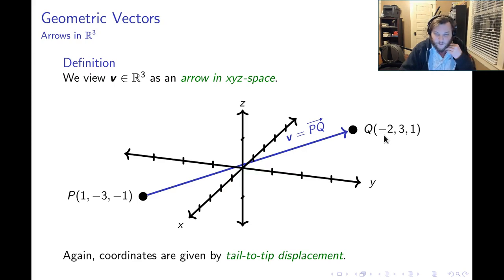So when we go to find our coordinates here, we'll take the coordinates in the tip and subtract off the coordinates in the tail. So the first coordinate will be -2 - 1, which is -3. The second coordinate will be 3 - -3, which is 6. And the third coordinate will be 1 - -1, which is 2. So the arrow that we're looking at right now has coordinates -3, 6, 2.